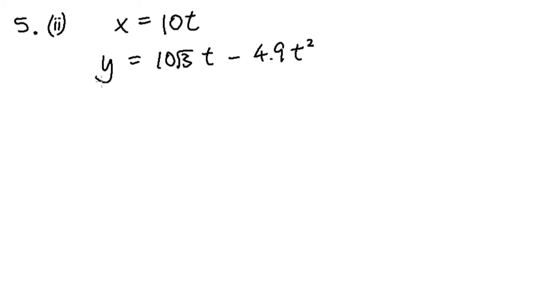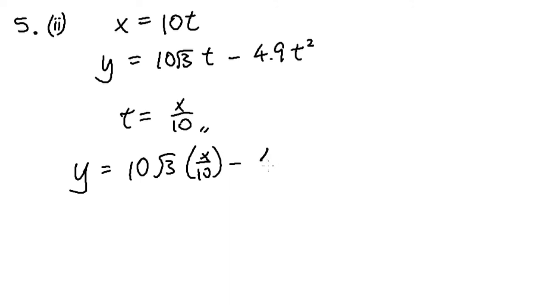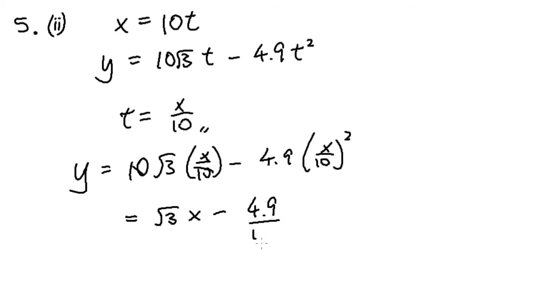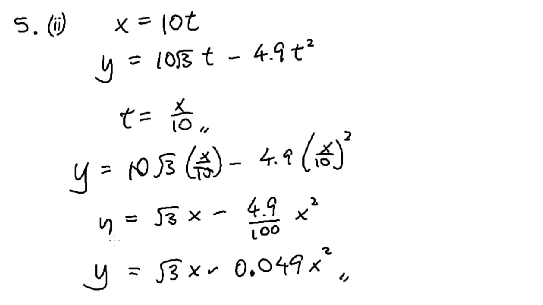For part 2, we need to substitute in x in order to find y in terms of x. So let's do that. T is equal to x over 10. And therefore, we can substitute x over 10 into the y equation. So y is equal to 10√3 times x over 10 minus 4.9 times x over 10 squared. And if you do that, the 10s can cross out, so you're left with √3x subtracted by 4.9 over 100 x squared, and that is just √3x subtracted by 0.049 x squared. So that is relatively simple.